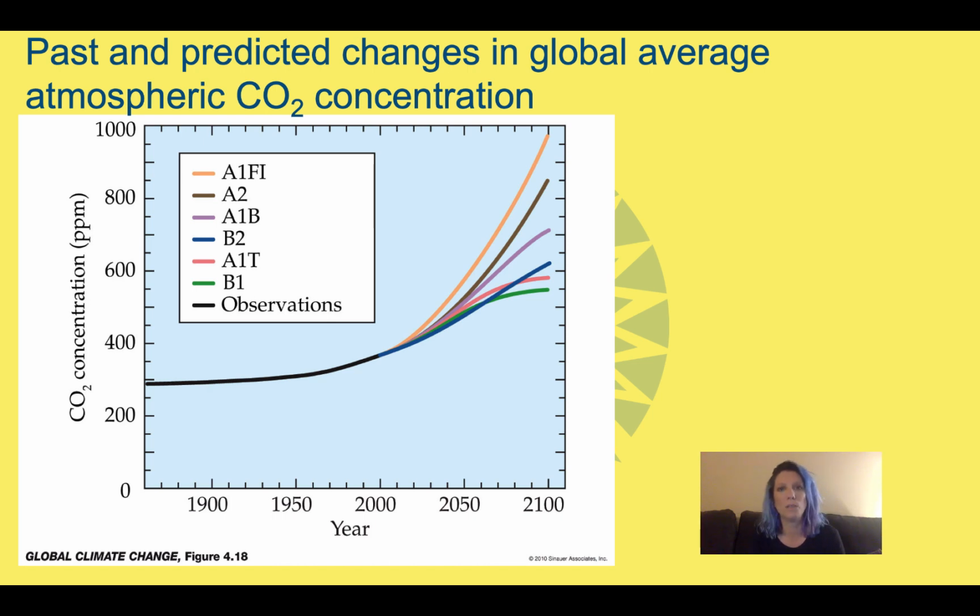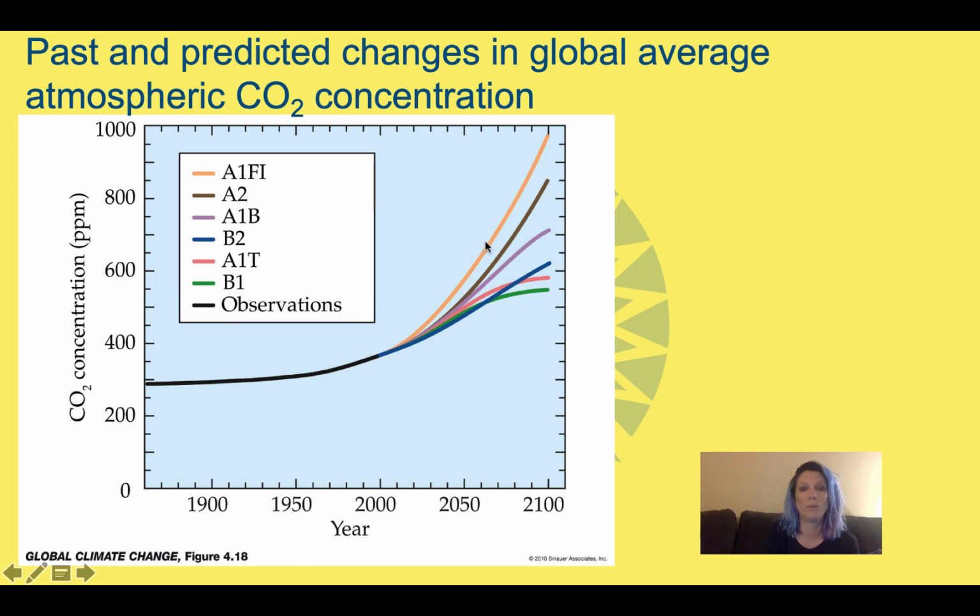Okay, and the past and predicted changes in global average atmospheric CO2 concentrations. So this is going to be the past, like what's happened, okay? And then right around here is when the model would have begun, because these are the observations, right, in the black line. So this would be where the model began, and then it's going to say, what do these different scenarios say about what the global average CO2 would look like?